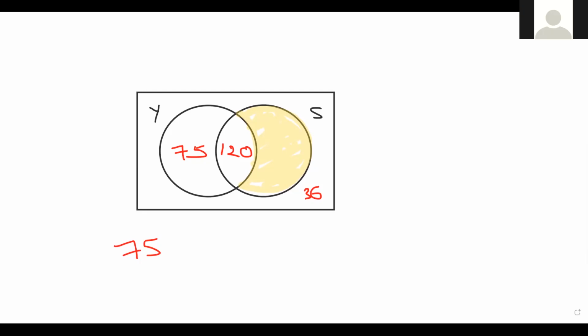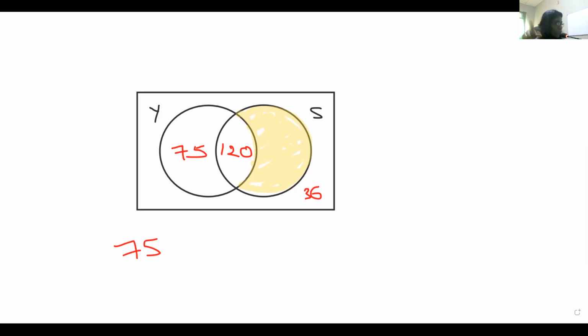120 minus 110 is 10. That's the answer. Wait, I will tell you. They have mentioned the number of tourists who have been to only one of the above two places is 110. Only one place is 110. Those 120 people, aren't they the people who went to both places? That's why they are in the intersection. We don't have to consider that because they have already visited both places.